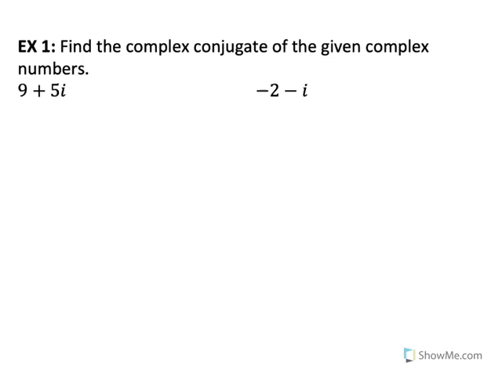So here we go. We have a complex number. We know this is our real part. This is our imaginary part. And I just wanted to go over that really quickly. Your complex conjugate is just 9 minus 5i. All we have to do is change that middle sign. So for our second number there, it just becomes -2 plus i. So we can see that you just change your middle sign.